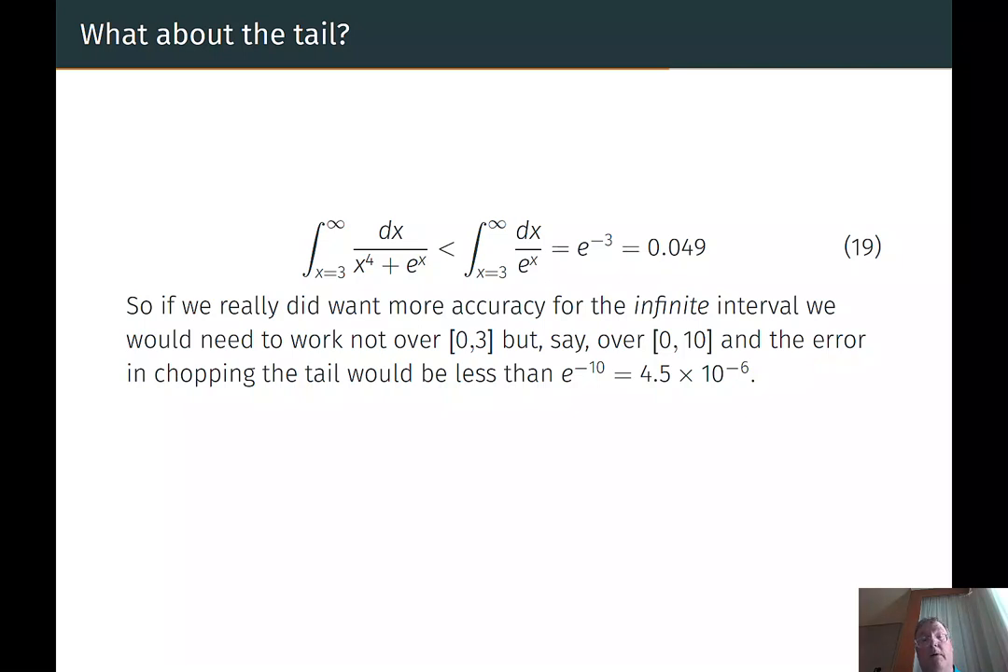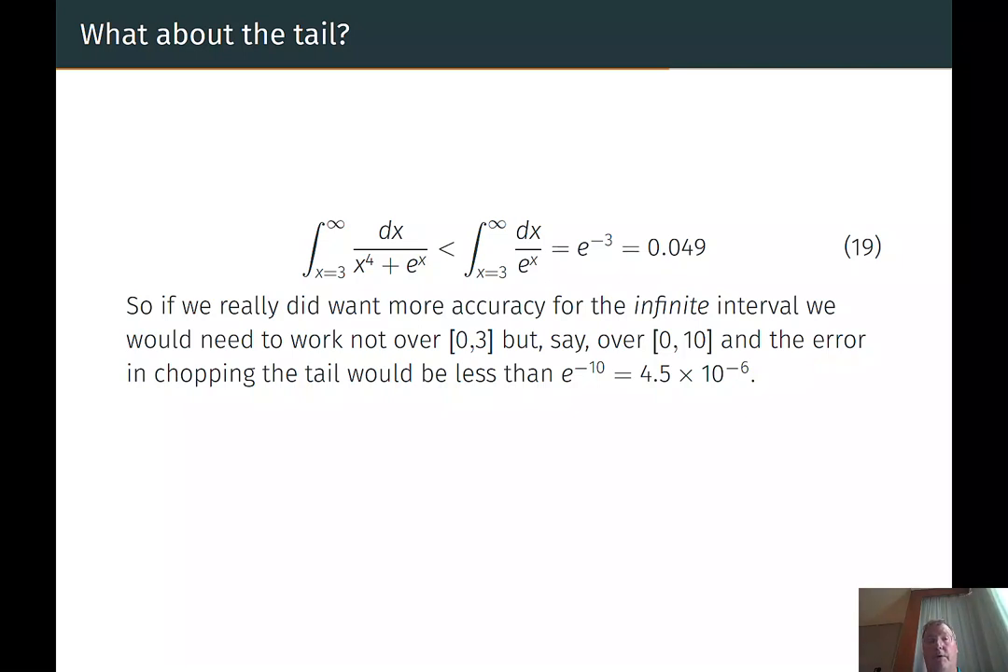So that integral on the right, the bounding one, is one we can do. And that is the integral of e to the minus x from x equals 3 to infinity. We can do that one analytically, and we get e to the minus 3. And it's about 0.049.